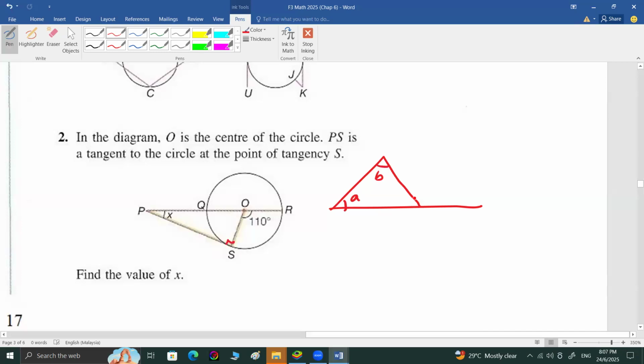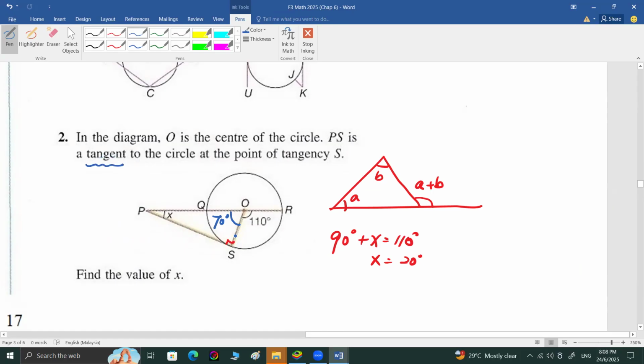Here, A and B. Outside here, is it A plus B? So you can tell that 90 plus X is 110 by using this formula. So if 90 plus X is 110, then X is 20, 110 minus 90. Another way you can do it is, if here is 110, the supplementary angle here is 70, right? 70 and 20, you get 90. Can you understand, class? This is what we say about the tangent. Take note of the tangent. When given a tangent, you know the role already, class?